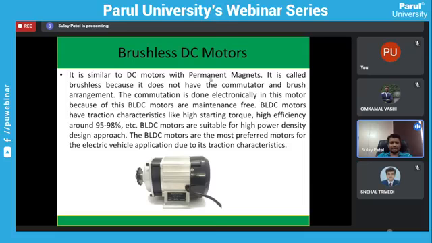BLDC motors have traction characteristics like high starting torque and high efficiency, around 95 to 98%. BLDC motors are suitable for a high power density design approach. The BLDC motors are the most preferred motors for electric vehicle applications due to their traction characteristics. You can see this in small capacity two wheelers, some small capacity cars, three wheelers and rickshaws. This BLDC motor is very popular and very useful, and almost all three wheelers and two wheelers are equipped with this kind of BLDC motor.